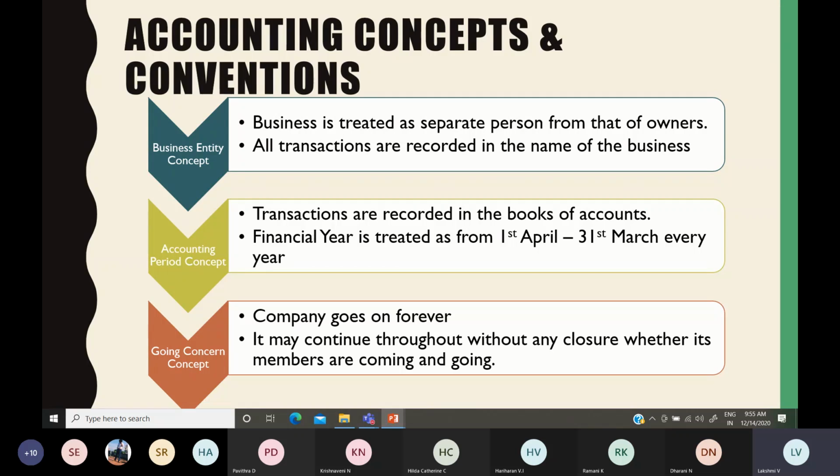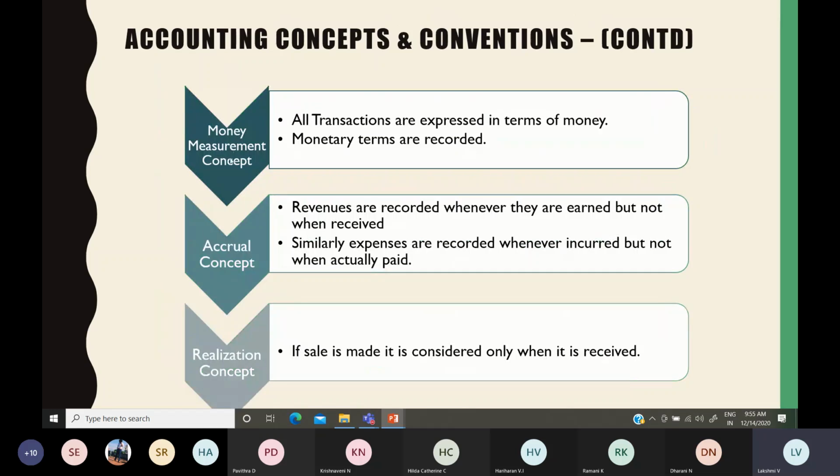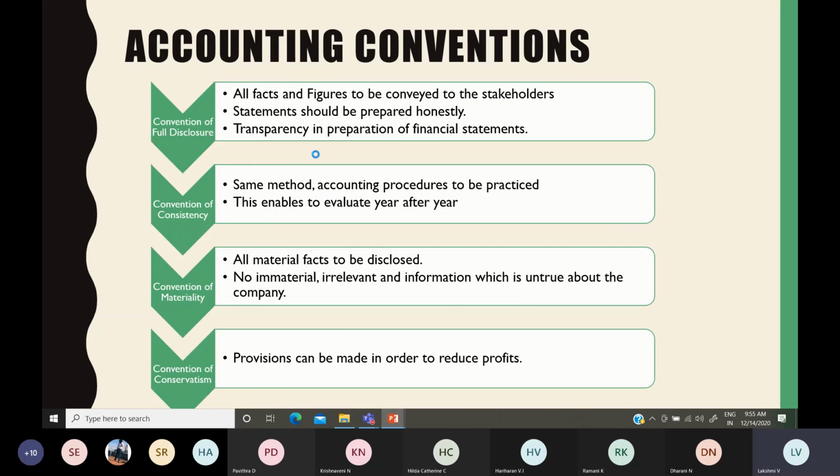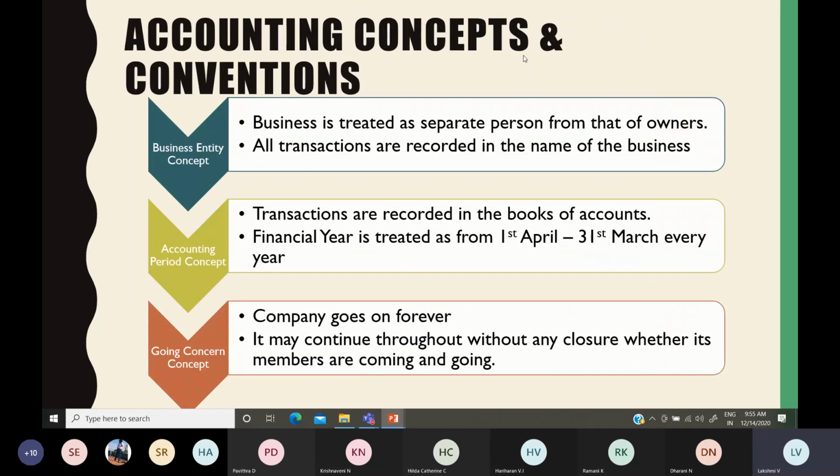If you see, the point one is business entity concept, accounting period concept, and then going concern concept. These are the subheadings you have. Matching concept, cost concept, dual aspect concept, money measurement concept, accrual concept, realization concept. Okay, so till there you will be having your concepts. So first let us understand these concepts, and later on we can go to the conventions part.